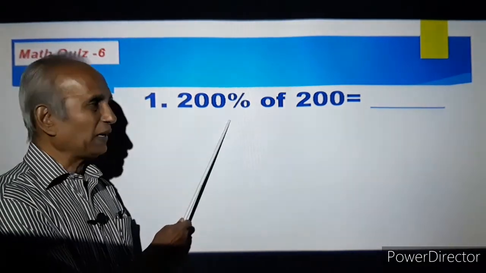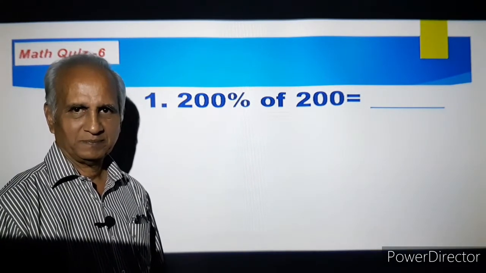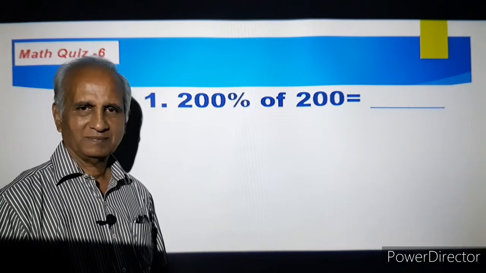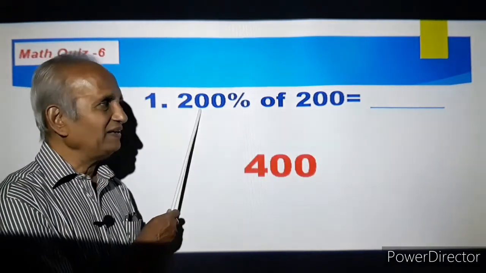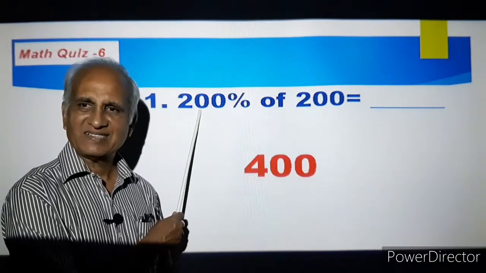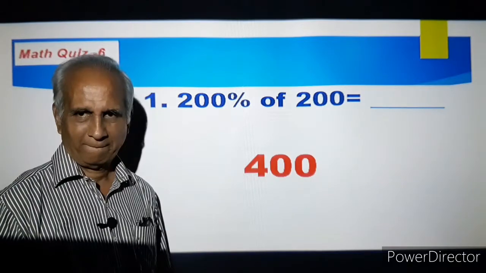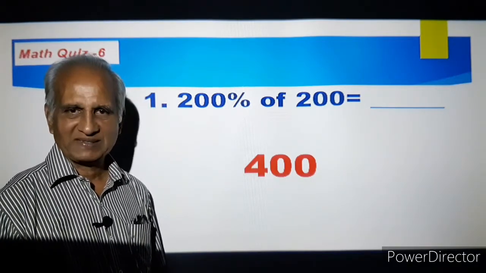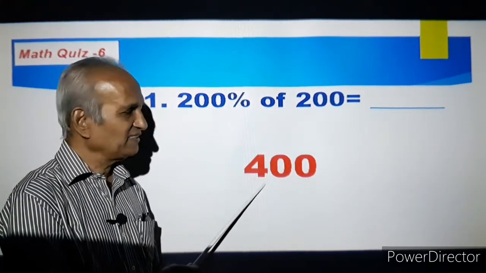How much is 200% of 200? 200% is just the double of the figure. 100% is the actual figure. When it's 200%, you add it up again, double it. It is 400.